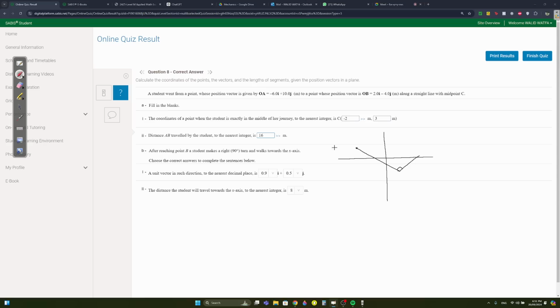Here, this vector from A, which was minus 6, 10, and B, which is 2, minus 4, is actually 8i minus 14j. You can find it if you do 2 minus minus 6, 8, and minus 4 minus 10, minus 14. To find the unit vector, usually we just divide by the magnitude, which in this case is 16, right? So we can do that. But since we took a turn, we're calculating the unit vector of this one here, right?